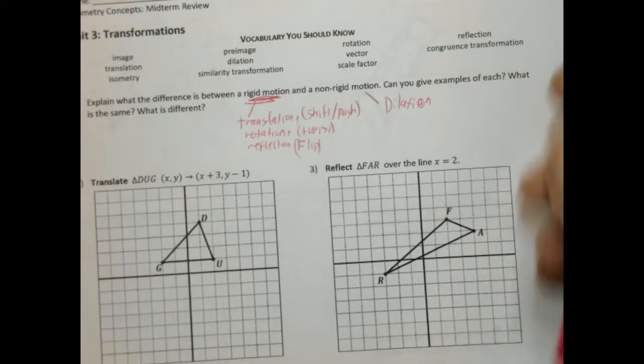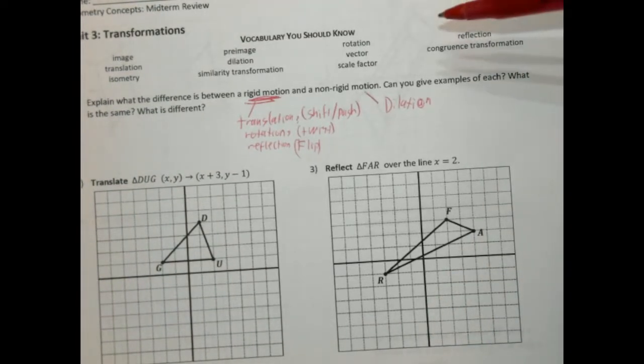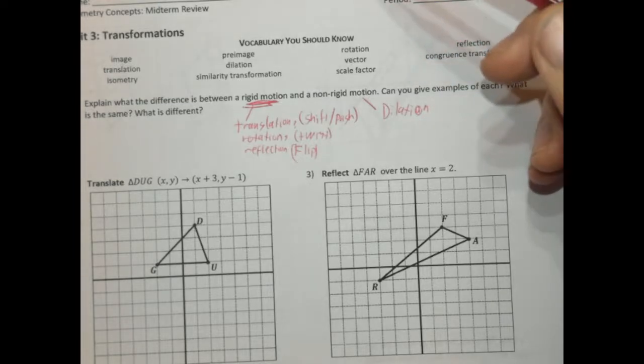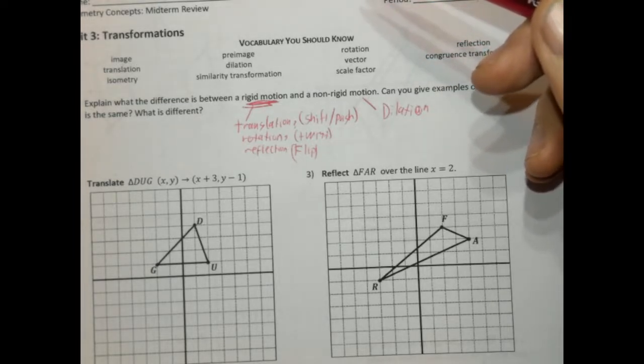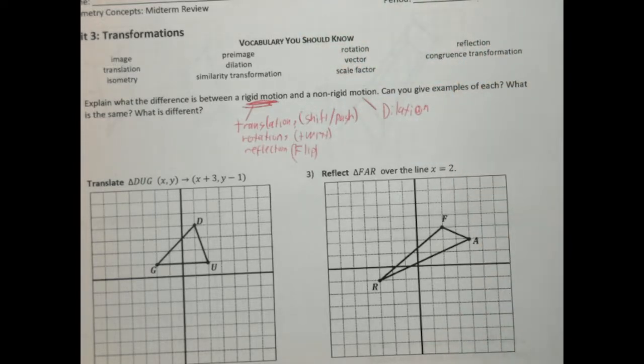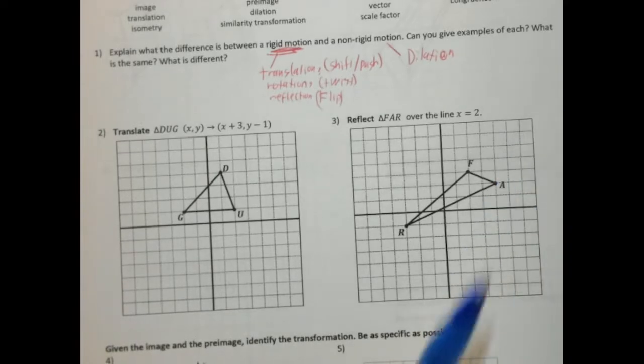Okay. What's the same? Well, they're both going to be working off pre-images, and they're going to result in an image. What's different? Well, non-rigid is going to change the actual size of the object, whereas the rigid motions will not.